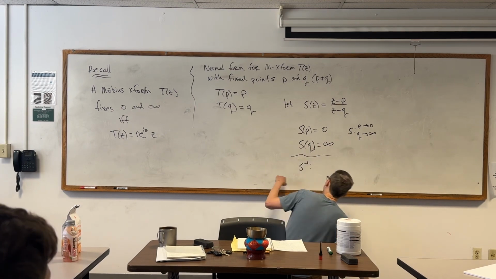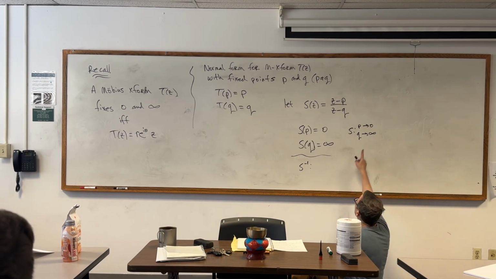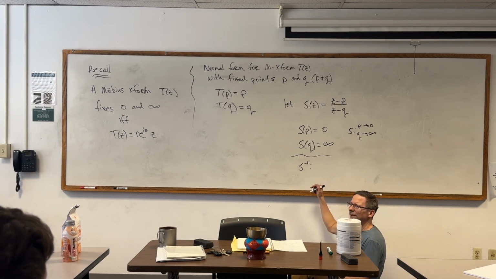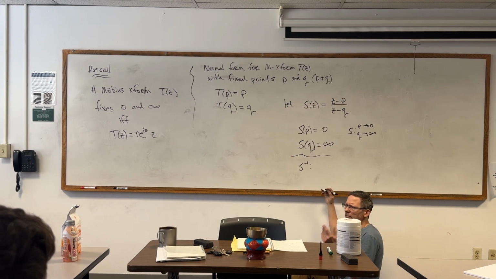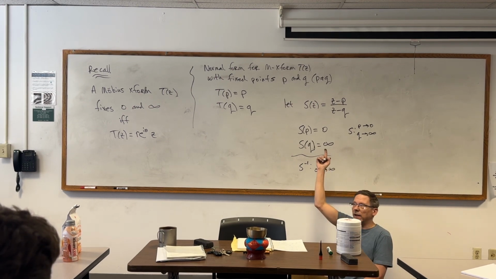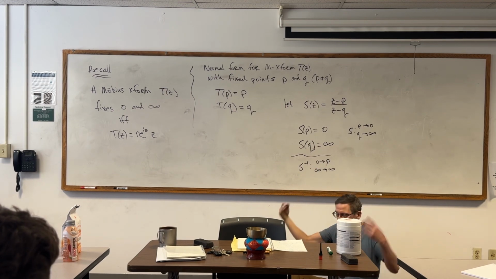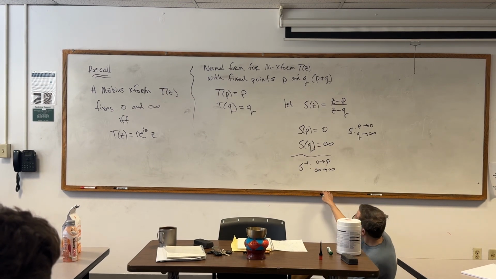So what does S inverse do? If this is S, then infinity goes to Q and 0 goes to P. So S inverse does the reverse. It sends 0 to P, and it sends infinity to Q. And we know how to compute that inverse, right? We have the formula for doing that. We could write that up pretty easily if we wanted to.